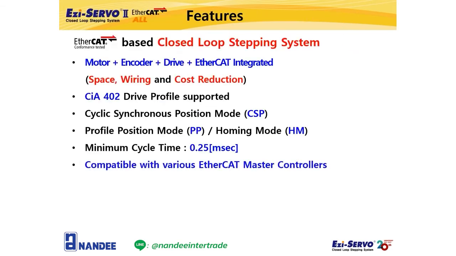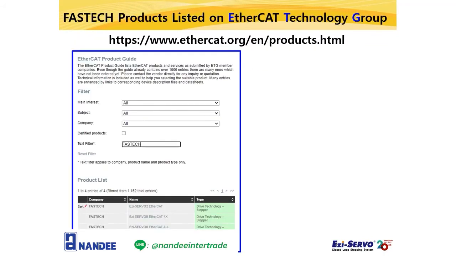Next, Easy Servo 2 EtherCAT All is compatible with various EtherCAT master controllers. These are FASTECH's EtherCAT products listed on the EtherCAT Technology Group, the world's largest EtherCAT organization. If you access the official site of ETG with this address and search FASTECH, you can see that FASTECH's 4 types of EtherCAT slave products are on the list. The rest of the EtherCAT products will be updated in the future.